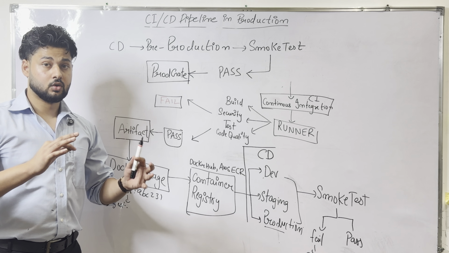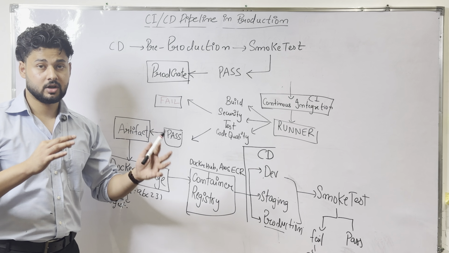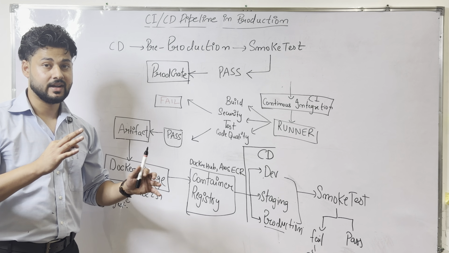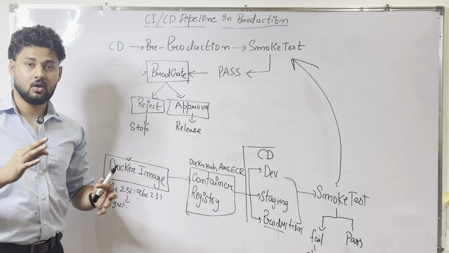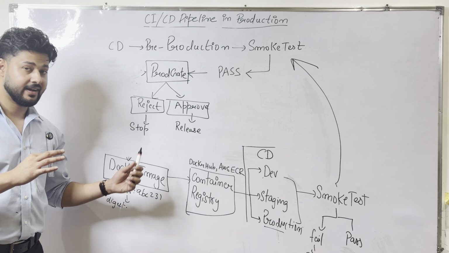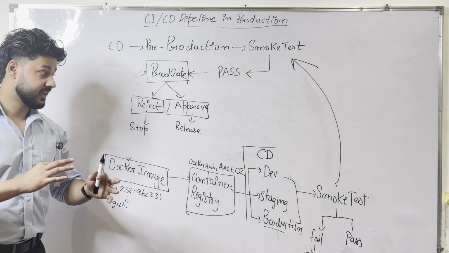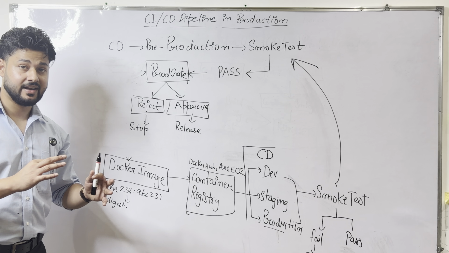Now everything looks good. Smoke tests passed, but before production, many teams have something called a production gate. Maybe someone needs to approve it. Maybe there can be security or policy checks. If it's rejected, it never touches production. But if it is approved, then we need to decide how we release.